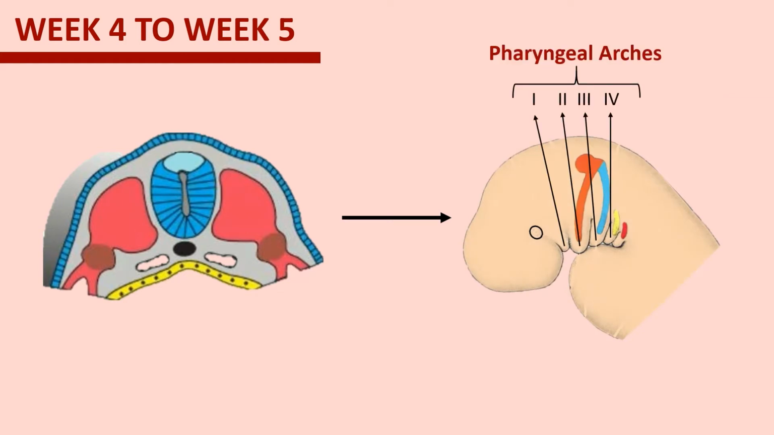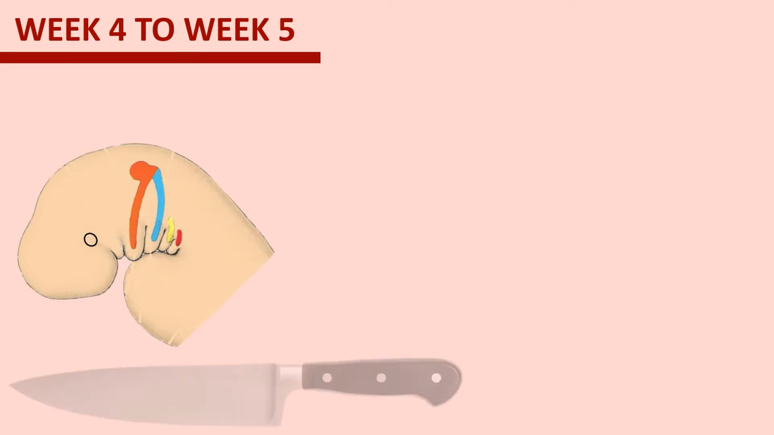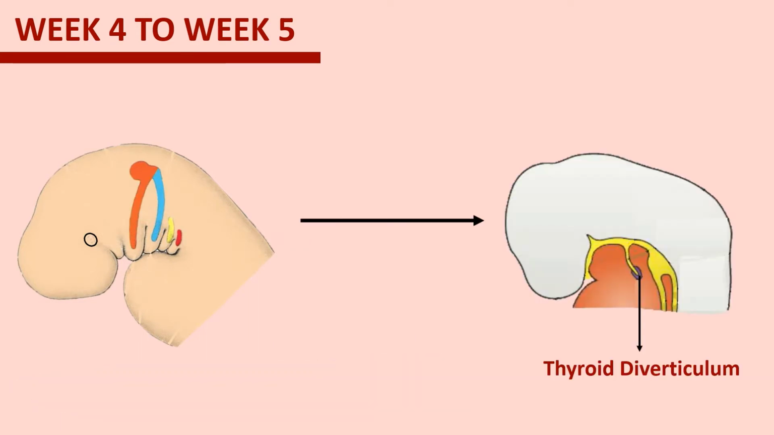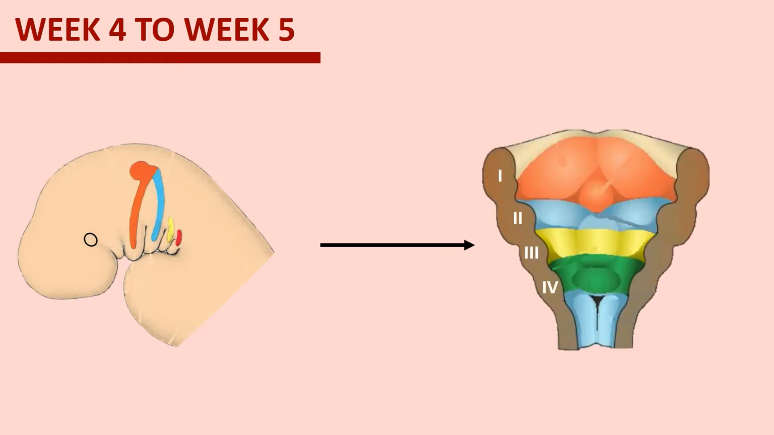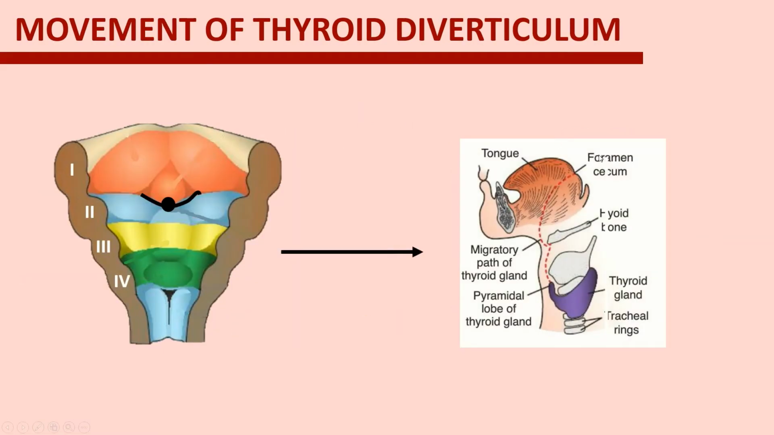From week 4 to week 5, pharyngeal arches 1, 2, 3, and 4 are formed. From the coronal plane, you can see that the thyroid diverticulum is formed. And in the sagittal plane, this thyroid diverticulum is located at pharyngeal arches 1 and 2 at the foramen cecum. In the adult body, you can see that this moves from the foramen cecum to the hyoid bone and to the trachea to form the thyroid gland.